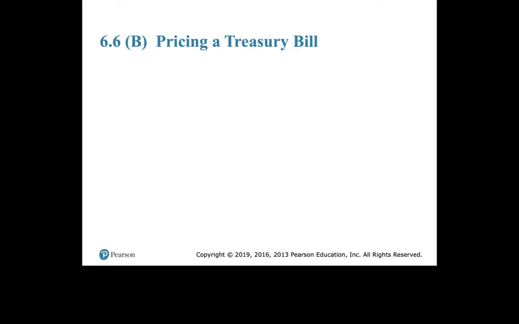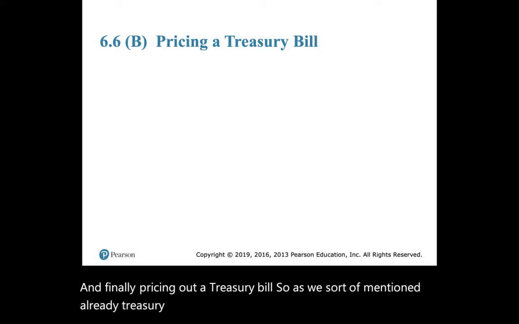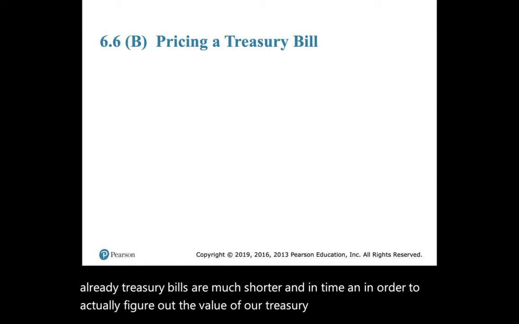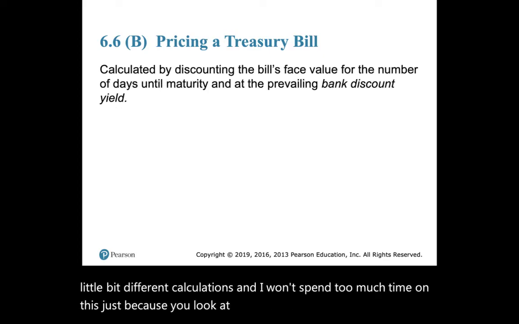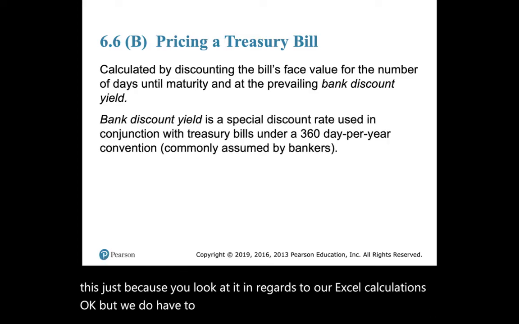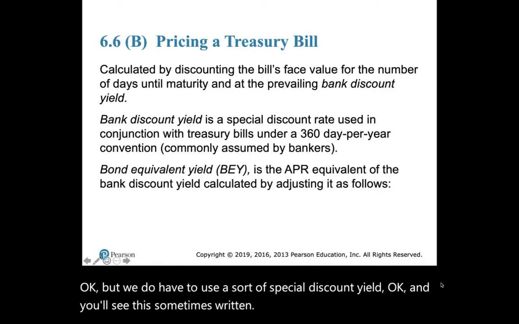And finally, pricing out a treasury bill. So, as we sort of mentioned already, treasury bills are much shorter in time. And in order to actually figure out the value of our treasury bill, we have to use a little bit different calculations. Okay. Again, I won't spend too much time on this just because you'll look at it in regards to our Excel calculations. Okay. But we do have to use a sort of special discount yield. Okay. And you'll see this sometimes written as a BEY.